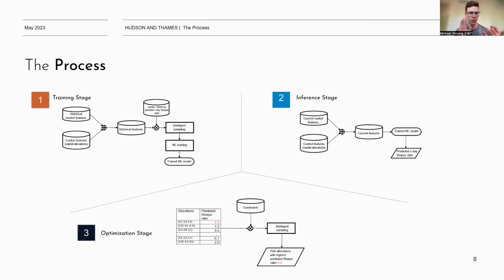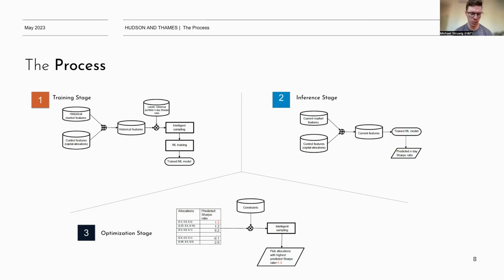So you have your portfolio, you have your historical market features, and then you have the predicted Sharpe ratio, or your back tested Sharpe ratio. And you do that for all possible combinations, hypothetically, and then that's your training set. At the end, we're going to have a little bit of a discussion on how that intelligent sampling works. I think Masimba had a good idea for how you'd maybe do that.